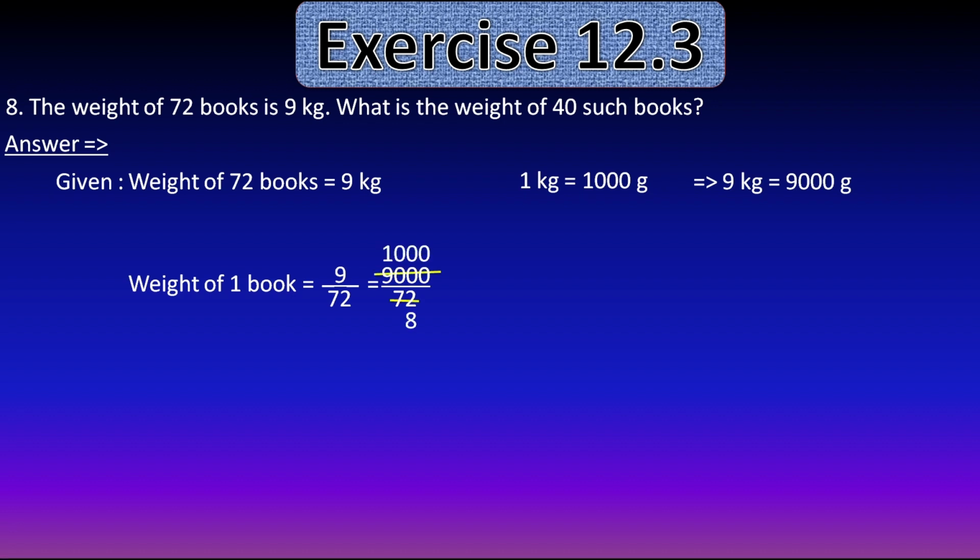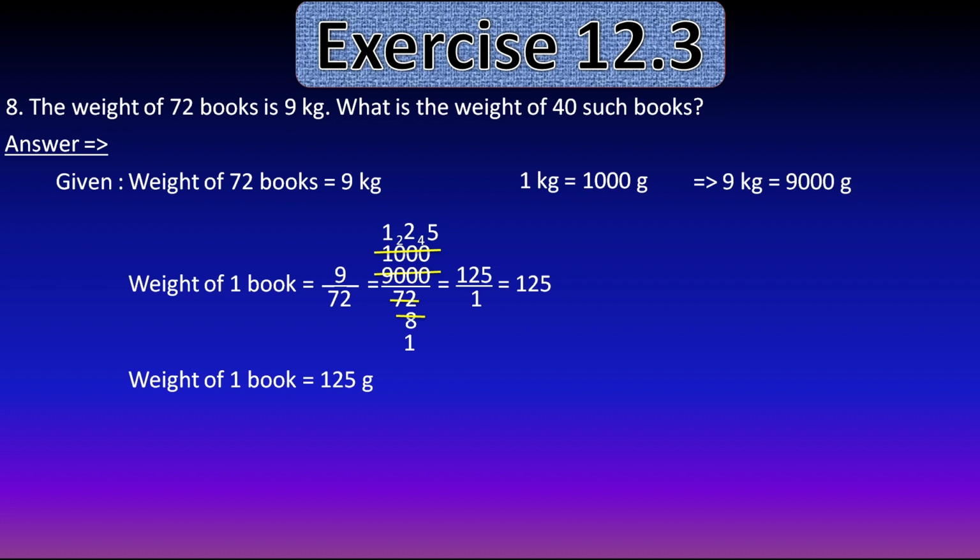Okay. Now again we can cut it by 8. 8 ones are 8. 8 ones are 8. 2 remain. 8 twos are 16. 4 remain. And 8 fives are 40. So I got the answer as 125, which is in gram. Okay. Therefore the weight of one book is 125 gram.